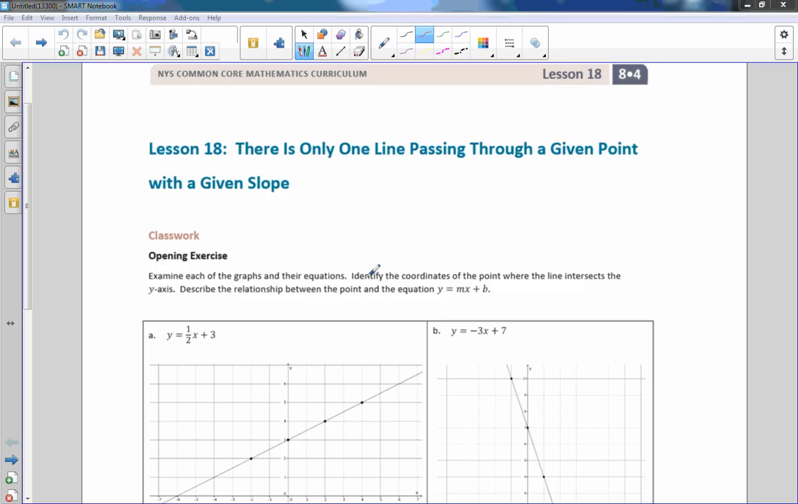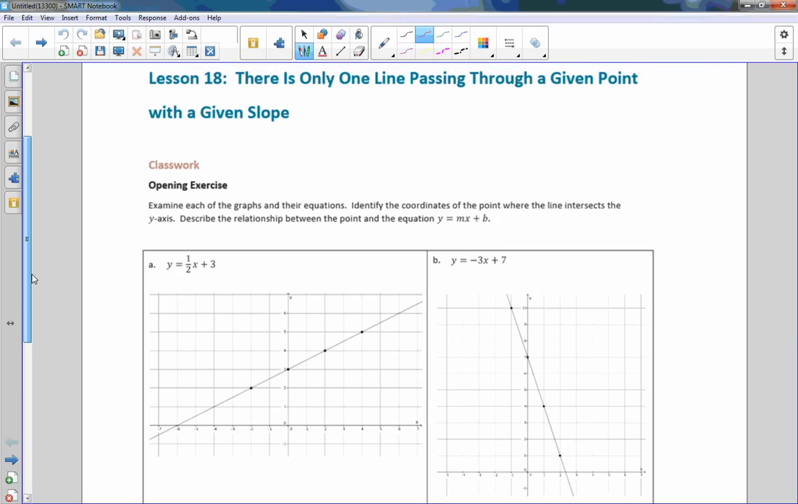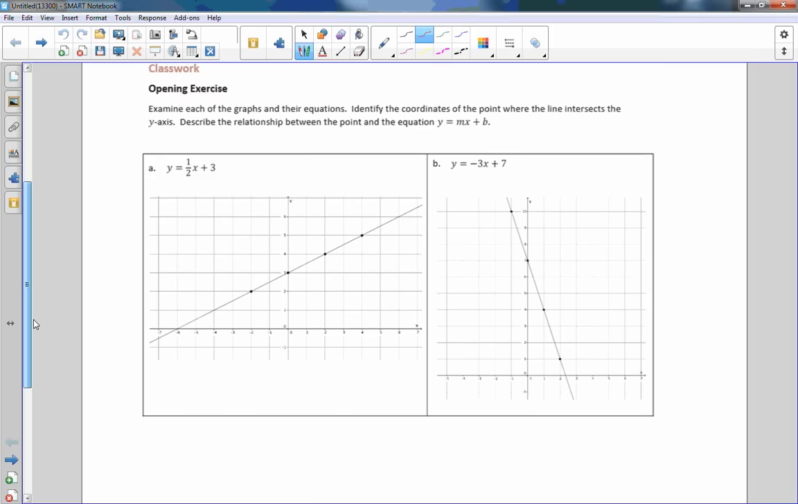This is lesson 18. There's only one line passing through a given point with a given slope. Okay, so I'll explain that as we go throughout the lesson. And at first it's saying classwork opening exercise.